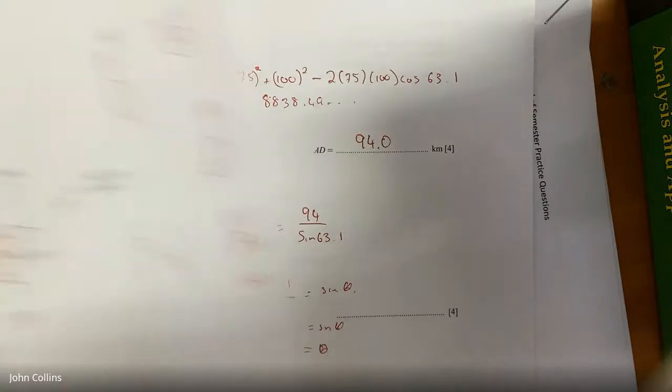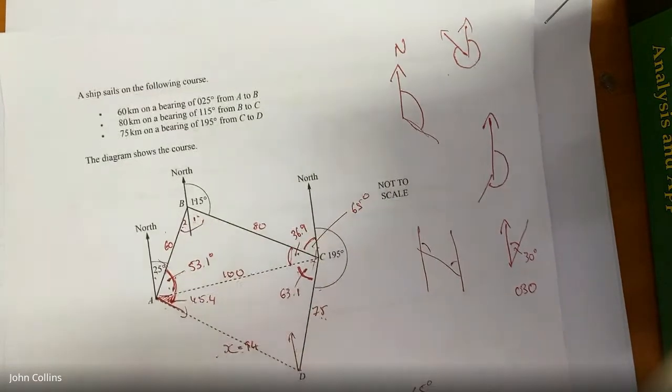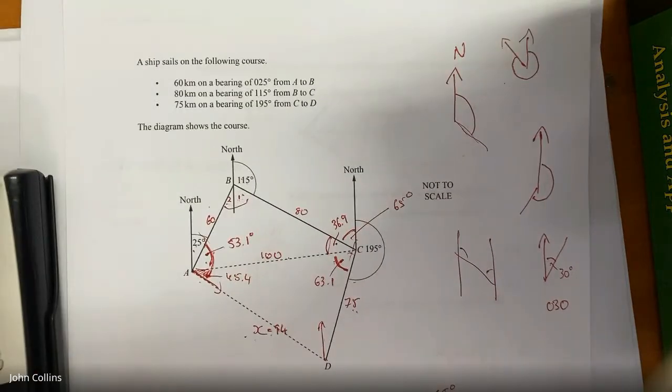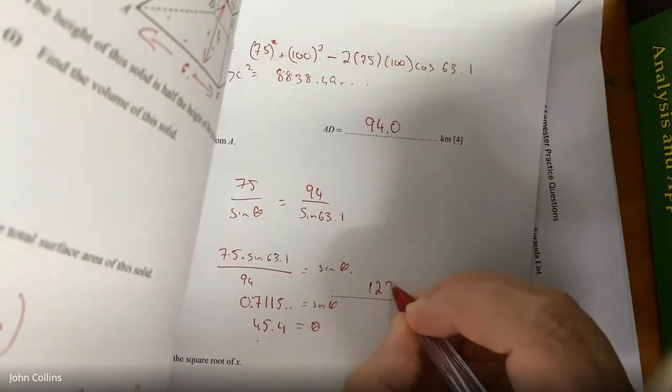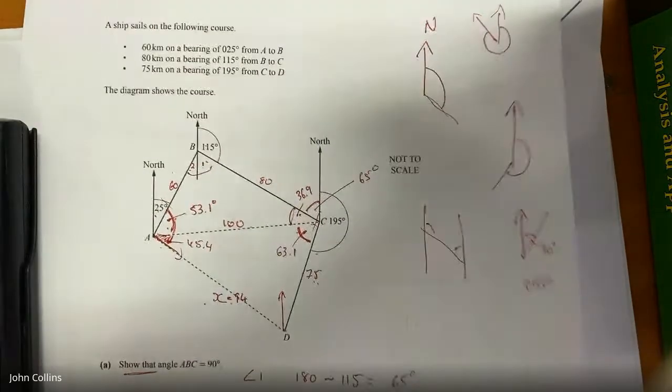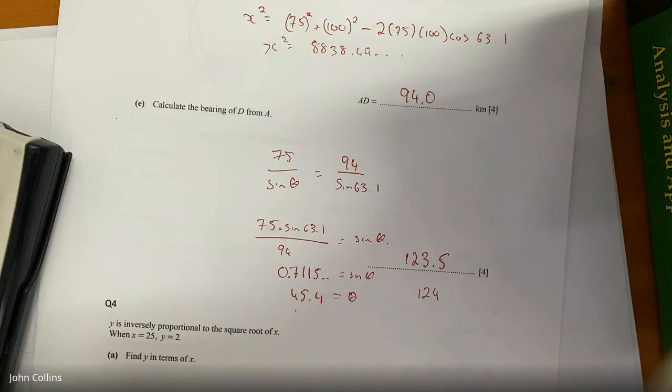Okay, so I just figured out 45.4 is this one. So I think if I add these 3 angles together, I'll get my bearing. All right, Gabe. Okay, 123.5 is the bearing. So 3 significant figures, 124. Anybody get that?